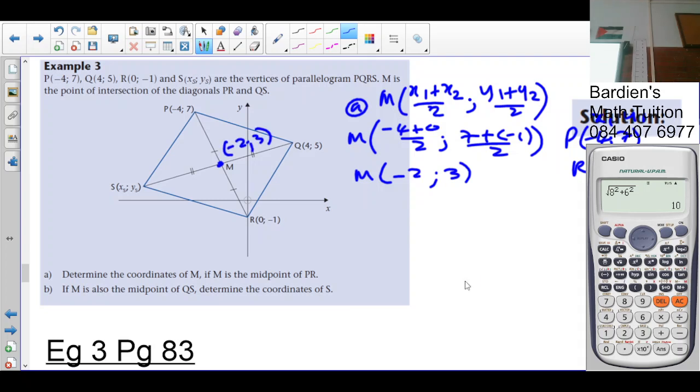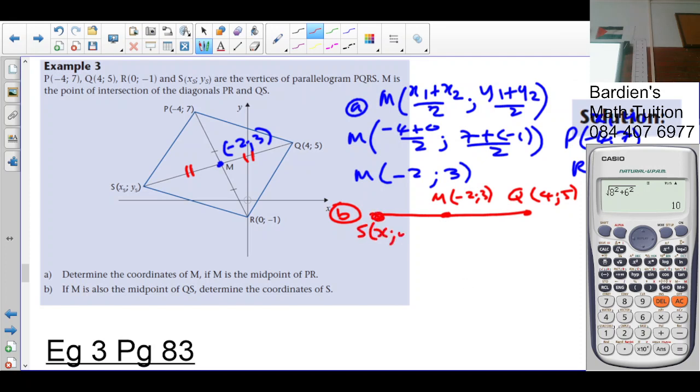Okay, did you all see that? Then in B, they wanted to calculate if M is also the midpoint of QS. You must calculate the coordinates of S. So now, if that is equal, you should have something like this. You got M, which is the midpoint, and we need to calculate an end point. Can you see that, people?